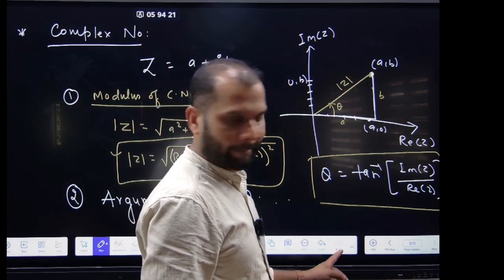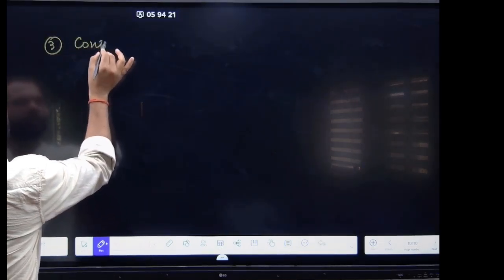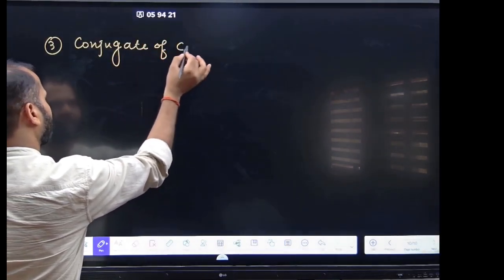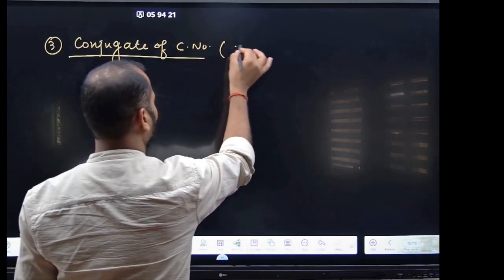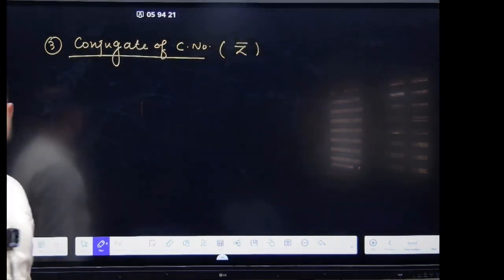Done, right? Now, one more thing will be there. Third thing, you write down: conjugate of the complex number. Already you know conjugate. What is the meaning of conjugate of the complex number? We call it z bar, right? Yes or no? Conjugate. So, how to write?